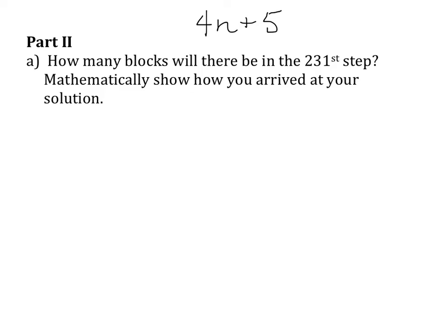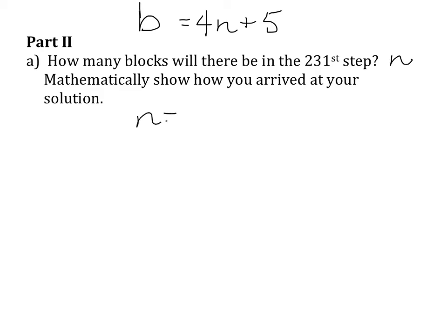Bringing it back to the table here, 4n plus 5 was the same thing as b, the total number of blocks. So again, we have two things that we're relating. B, the total number of blocks in some number step, and n, whatever step you're talking about. So when a question asks how many blocks will there be in the 231st step, you really have to ask yourself, what does the 231 have to do with? Is that the number of blocks or the step number? And if you read it again, how many blocks will there be in step 231? This is step 231. So that really is an n.